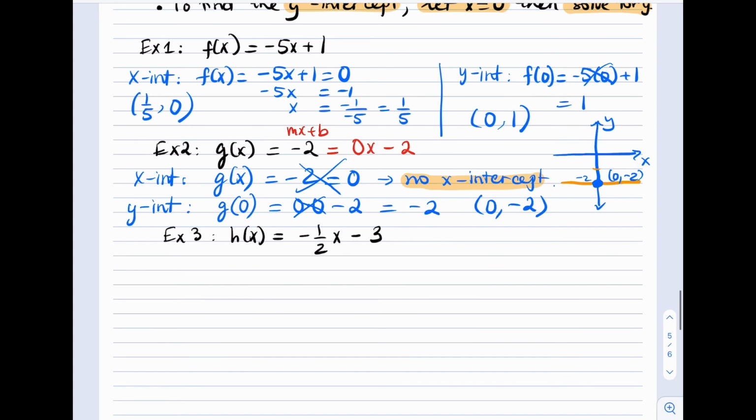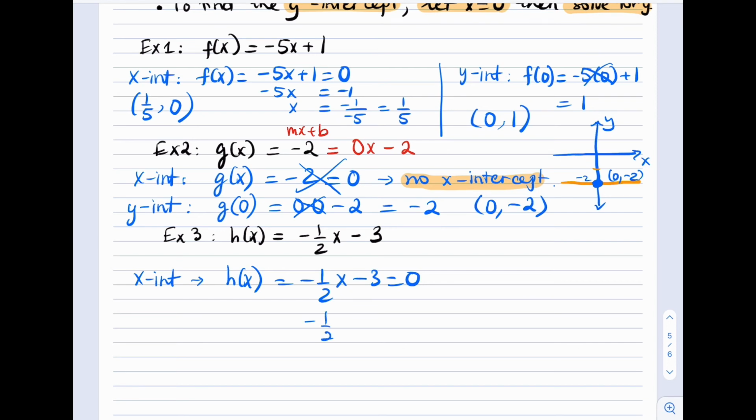Okay, our third example is actually very similar to the first one. I just want to show you again. To find the x-intercept, we would let y be 0, or h of x be 0, which means negative 1/2 x minus 3 is equal to 0. So feel free to pause the video, give this problem a try, and then come back and see the answer.